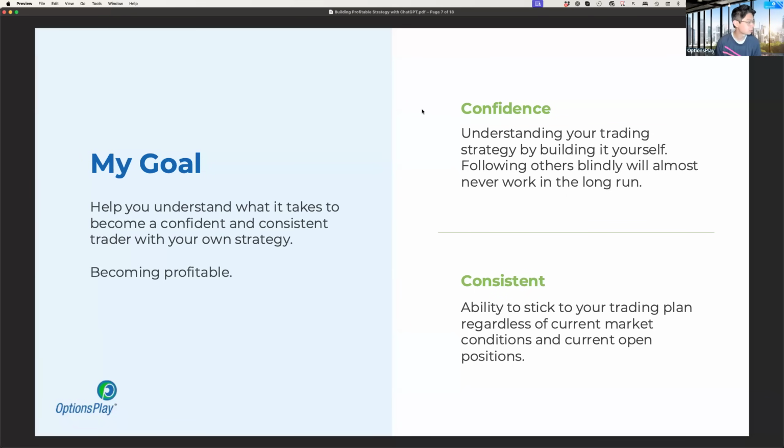So during today's session, my goal is to basically help you understand what it takes to become a confident and consistent trader with your own strategy. In short, what that means is how do you become profitable? This is really two parts: confidence, understanding your trading strategy by building it yourself. Following others blindly will almost never work in the long run.